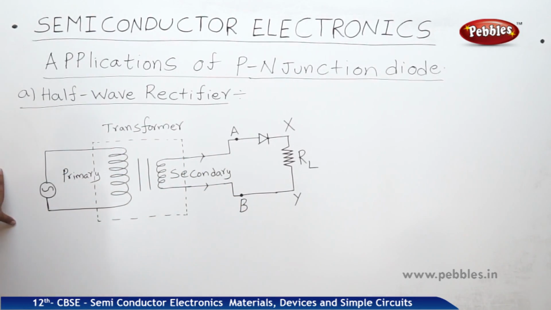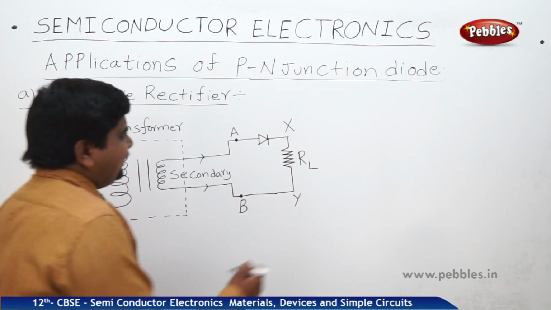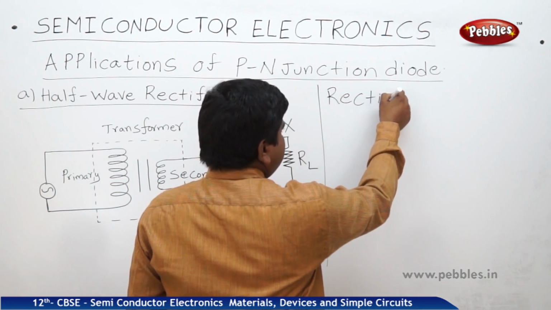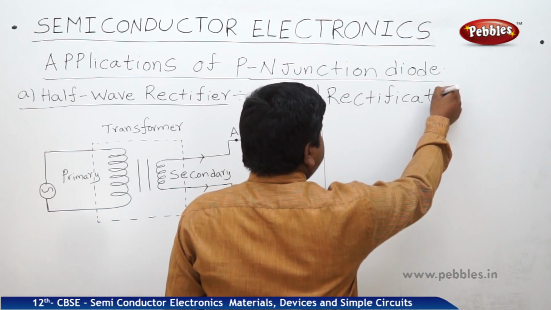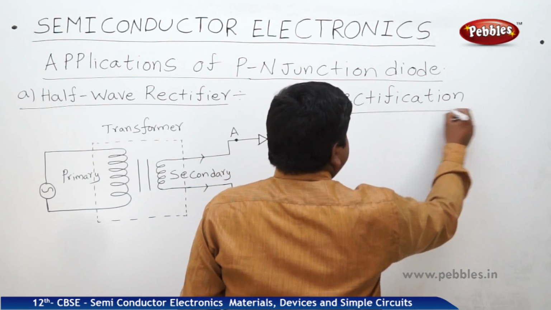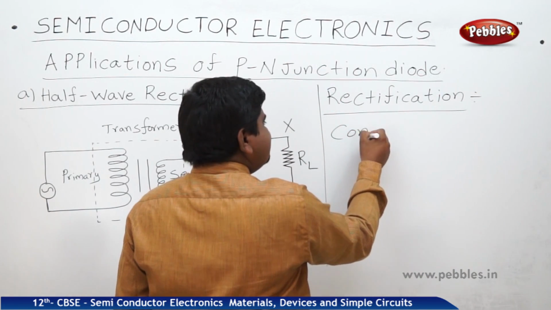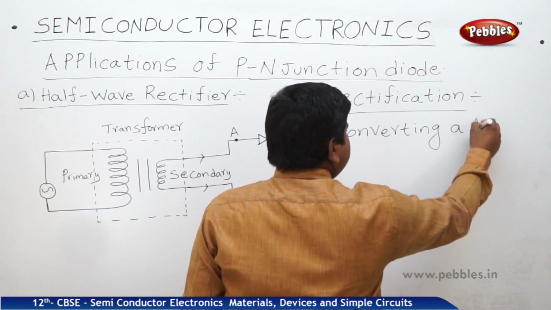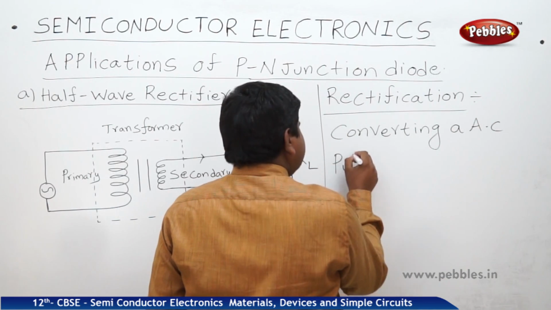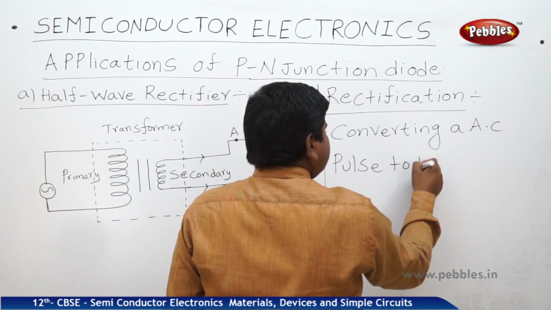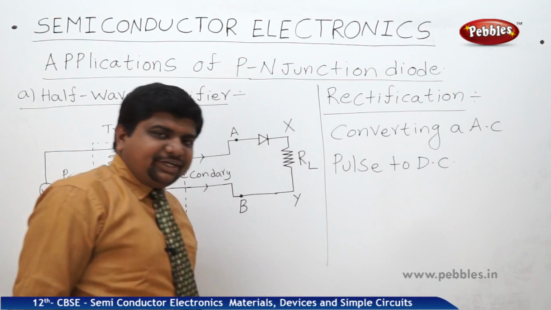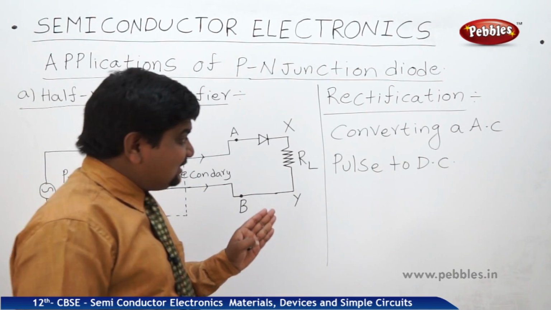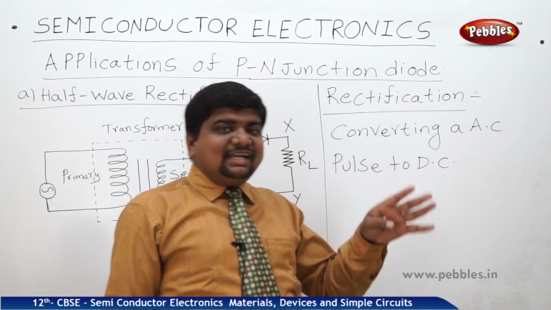So this is the circuit for the half wave rectifier. Rectification means converting an AC pulse to DC, alternating current to direct current. Which DC? It is not a straight line DC form, it is a pulsated DC form.